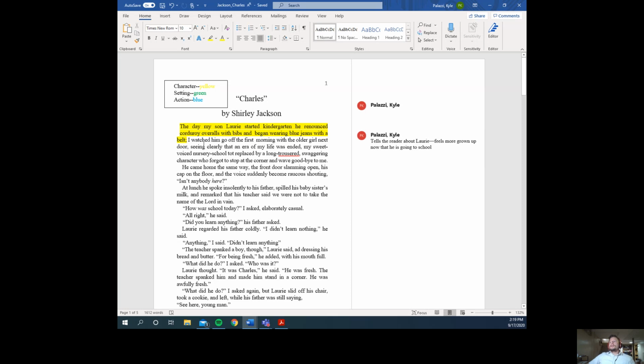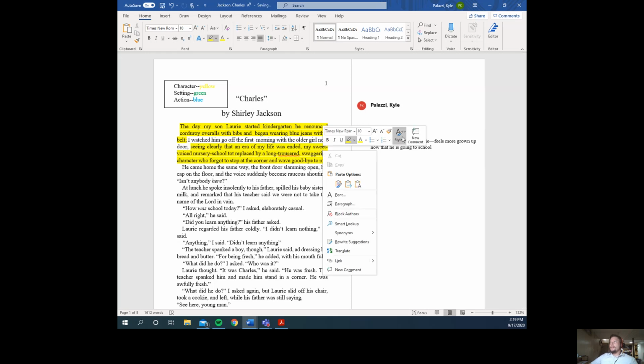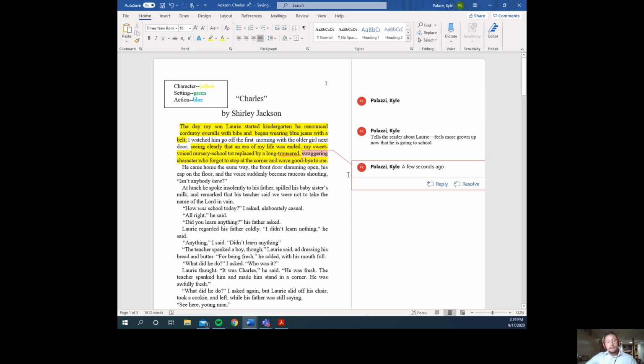Next sentence. "I watched him go off the first morning with the older girl next door, seeing clearly that an era of my life was ended. My sweet-voiced nursery school tot replaced by a long-trousered, swaggering character who forgot to stop at the corner and wave goodbye to me." Now, I think this is pretty important because it doesn't give us any information about Laurie, but it gives us information about the mom and how she feels about Laurie going to school. So again, I'm going to highlight that, and I may leave a comment that tells the reader about the mother.